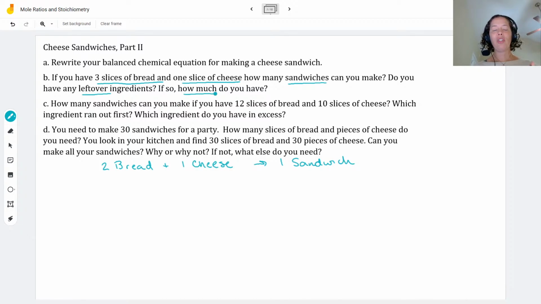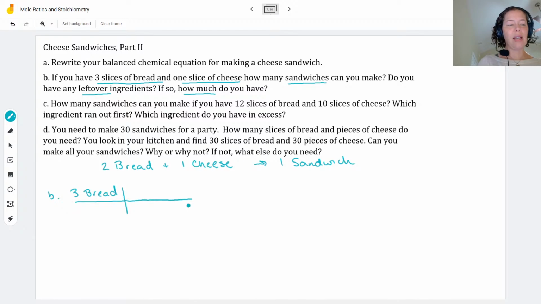Again, you have just done this in your head and you know what you have left over, but I want to show you mathematically on the page what you just did very easily in your head, because this is how you do limiting reactant problems. Okay, so what I'm going to do is I'm going to say, all right, I've got 3 slices of bread. If I have 3 slices of bread, and don't worry about the cheese right now, how many sandwiches can I make? All right, so this is part B here. So if I have 3 bread, how many sandwiches will that bread allow me to make?